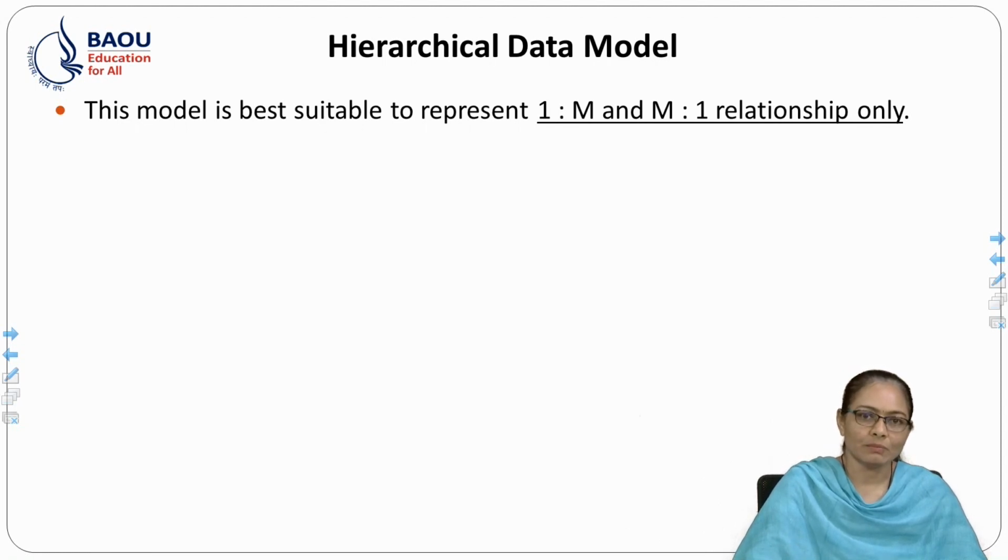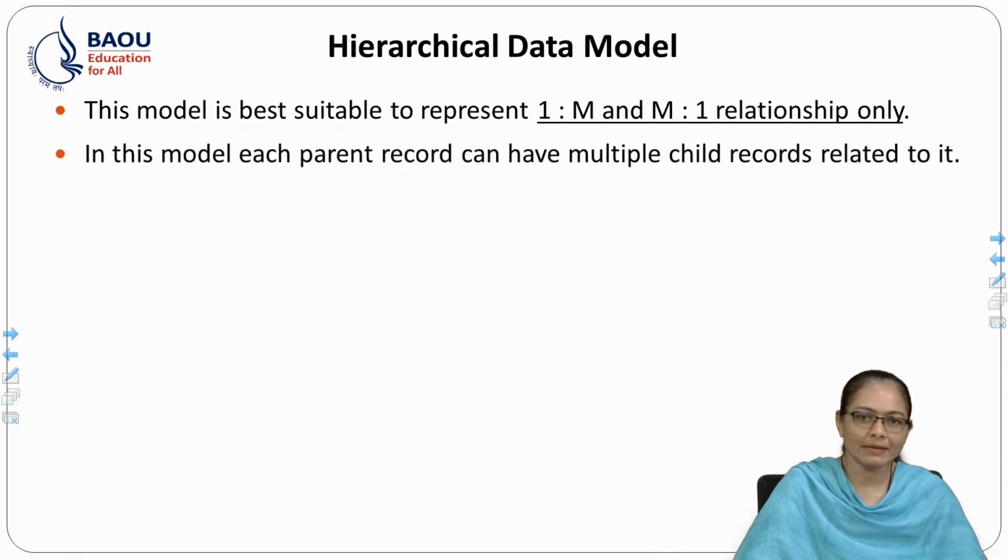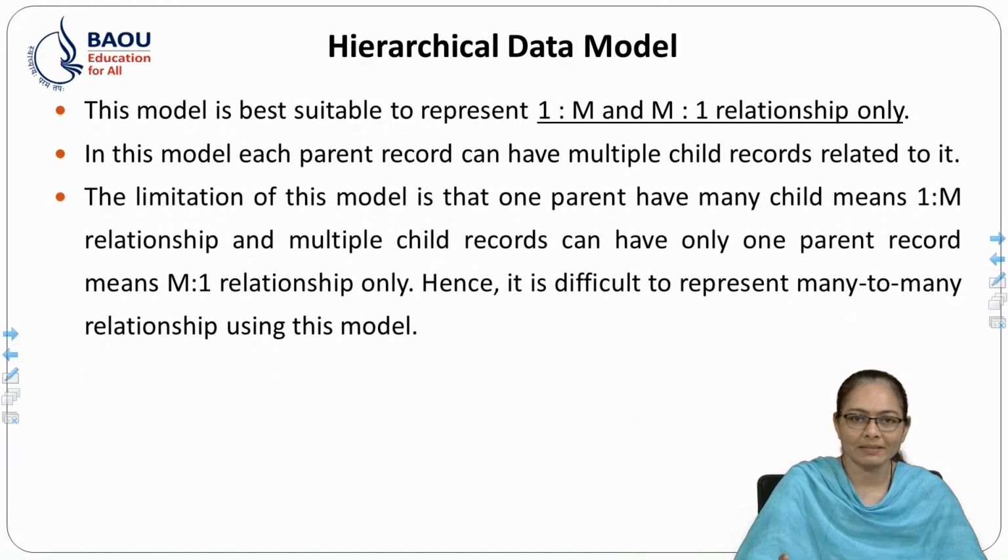So in this model, each parent record can have multiple child records related to it. But the limitation of this model is that one parent has many children, meaning a one to many relationship, and multiple child records can have only one parent record, meaning a many to one relationship only. Hence, it is difficult to represent the many to many relationship using this model. So, what is the limitation of the hierarchical data model?